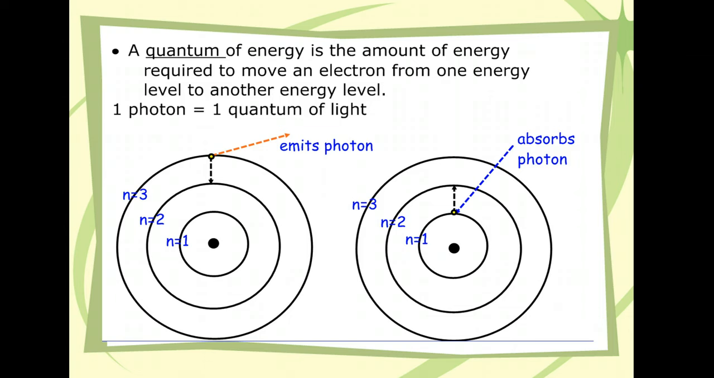So if an excited electron drops down, becomes a little less excited, then blink, a little photon comes off. If a little photon comes in and hits that electron, the electron sucks it in, it absorbs the photon, it absorbs the energy and jumps up and becomes excited.